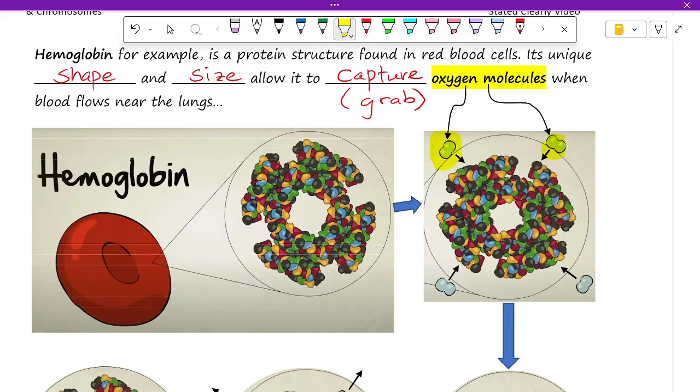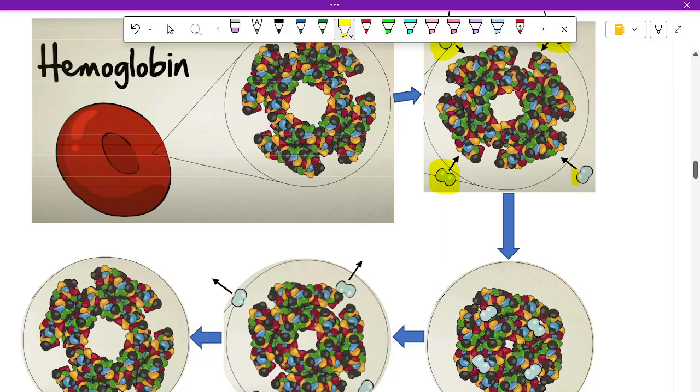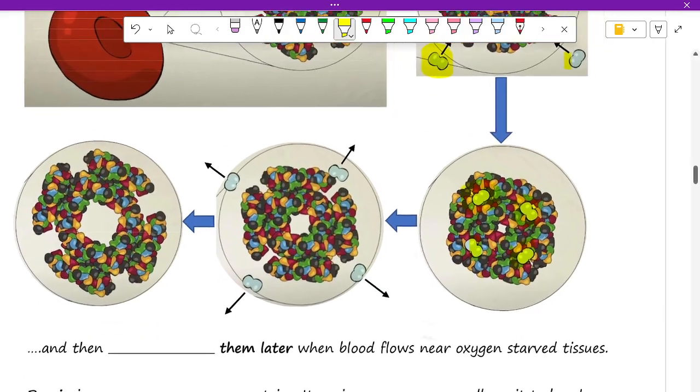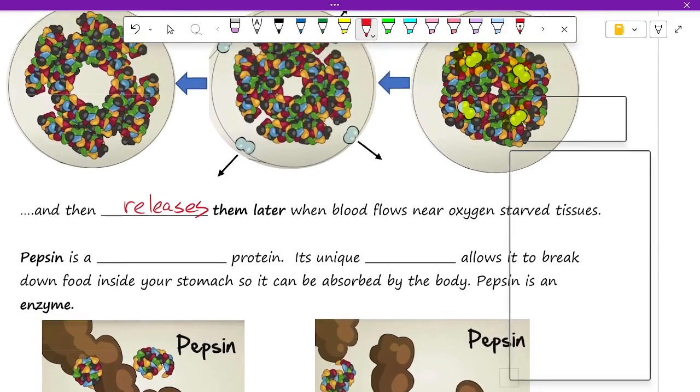So look at those little oxygen molecules. Here they are, 1, 2, 3, 4. They come in and the protein grabs them. Do you see how the protein actually kind of folds on itself and grabs the oxygens? And then it releases them when blood flows near the oxygen-starved tissues.